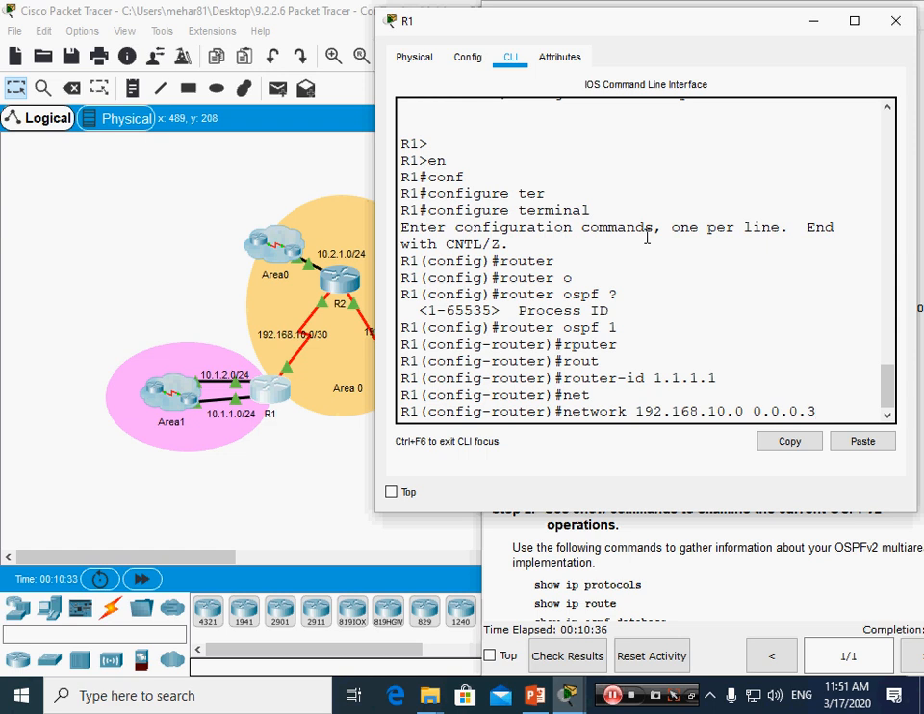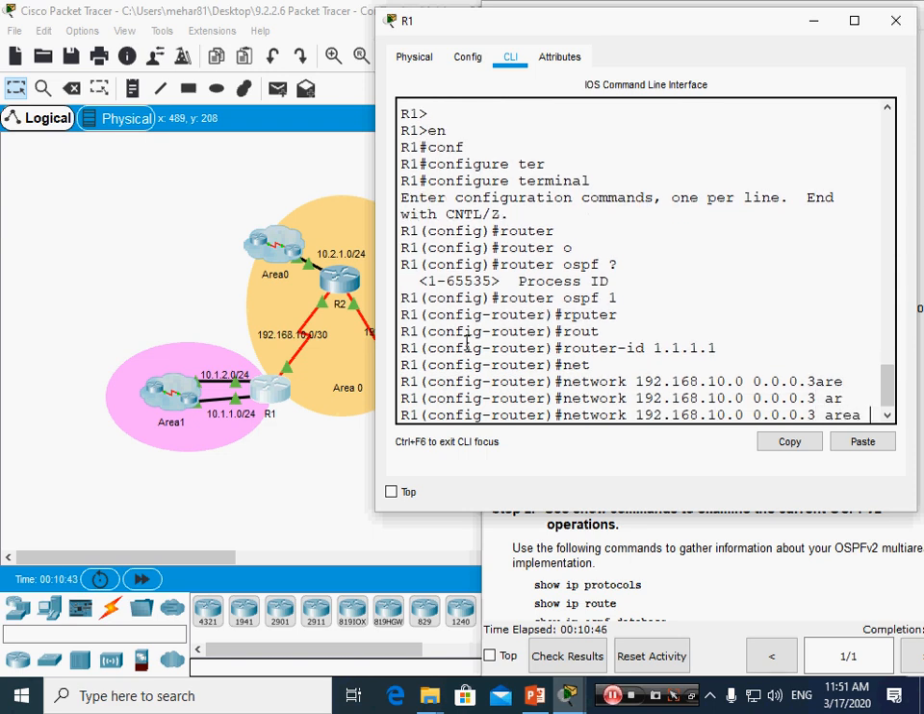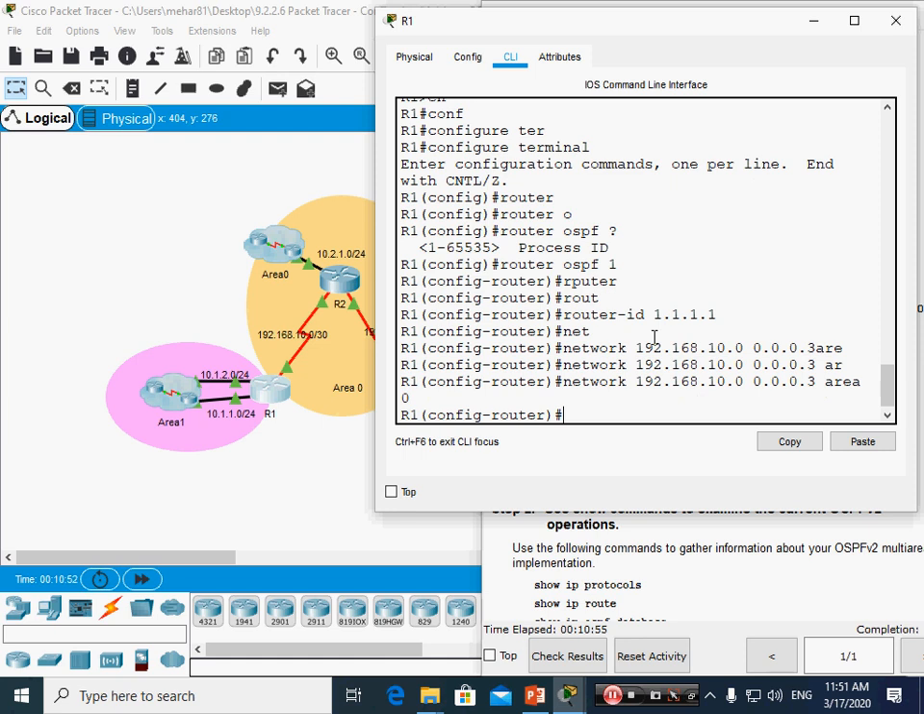In the previous practical, the single area OSPF, what did you configure after that? You need to mention the area. So just give a space and the area. This network is in which area? Area 0, yes, type area 0. Okay, now this one is finished.